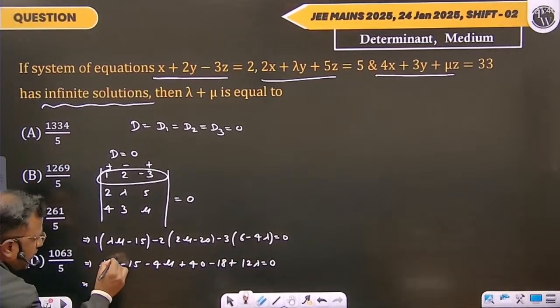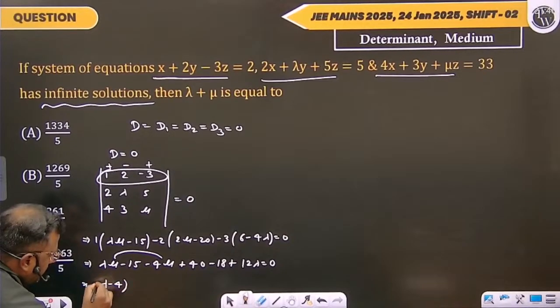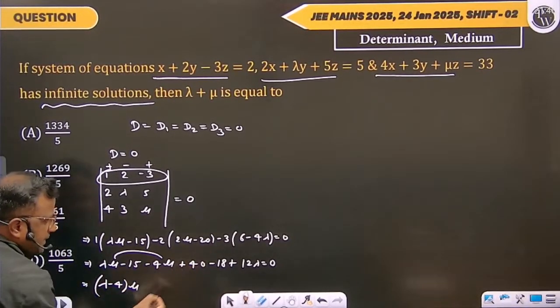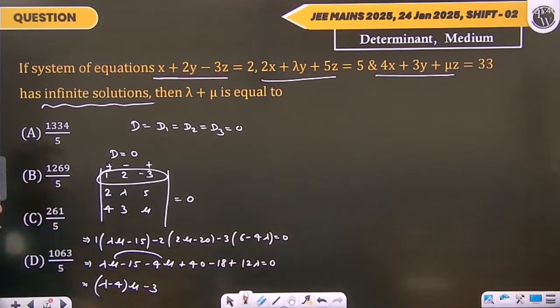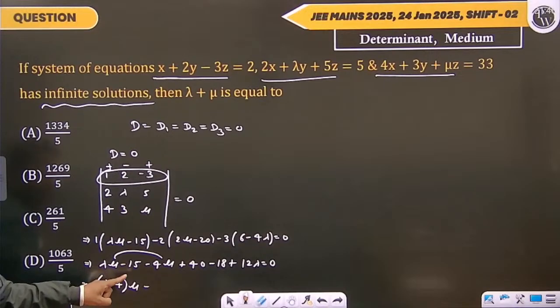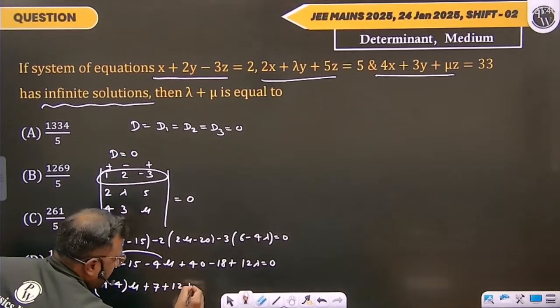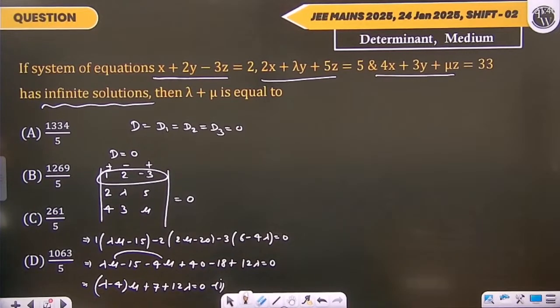Okay, you can take common from this: lambda minus 4 mu, plus 15 minus 18 minus 3. Okay, 40 minus 15 is 25, 25 minus 18 is 7, plus 12 lambda equal to 0. This is equation number 1.